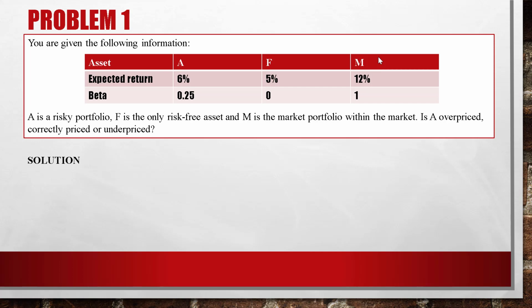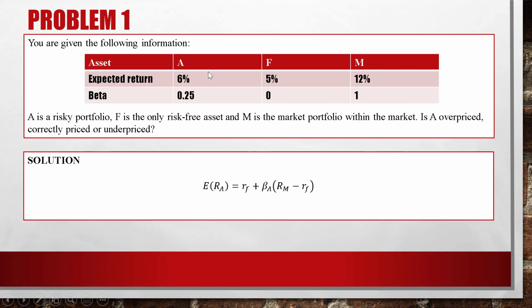So let's use the security market line to find the expected return of A, and then compare with the expected return of A given from the table. Using the security market line, we have the expected rate of return of asset A is equal to RF plus beta A times RM minus RF, which is equal to 0.05 plus 0.25 times 0.12 minus 0.05, and is equal to 0.0675, which is 6.75%.